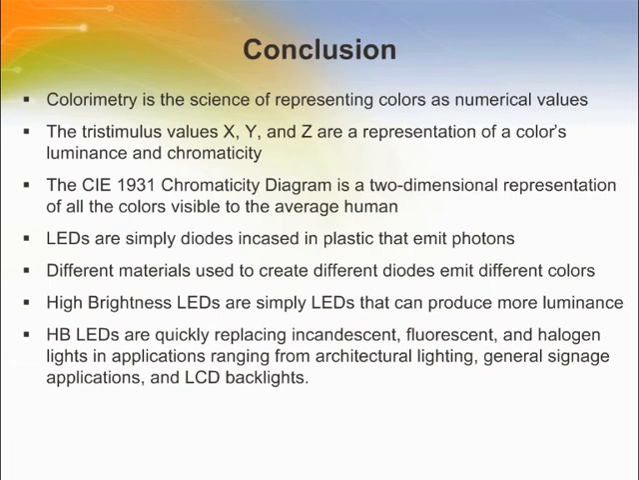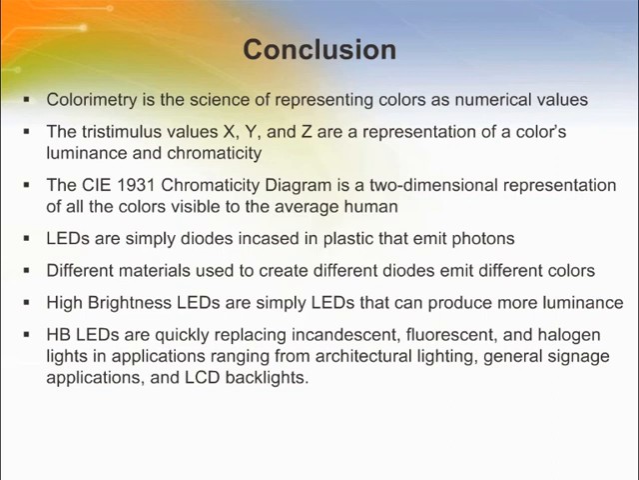This concludes the Introduction to High Brightness LEDs and Color Science course. To recap some of the main points from this course, colorimetry is the science of representing colors as numerical values. The Tristimulus values X, Y, and Z are a representation of a color's luminance and chromaticity. The CIE 1931 chromaticity diagram is a two-dimensional representation of all the colors visible to the average human.